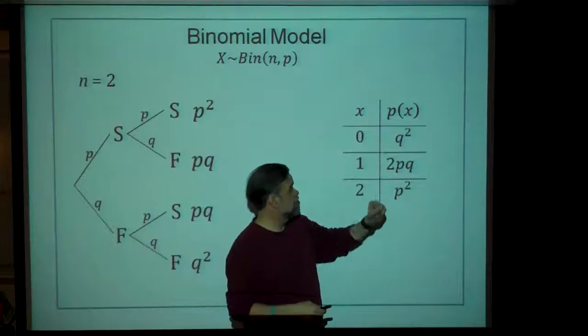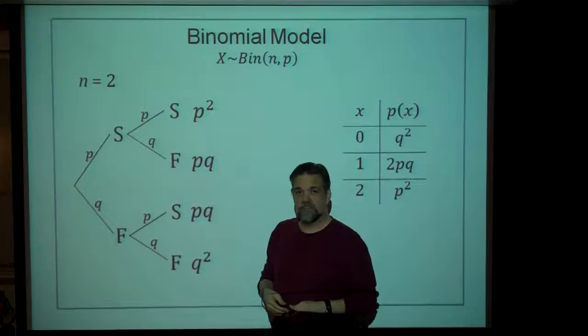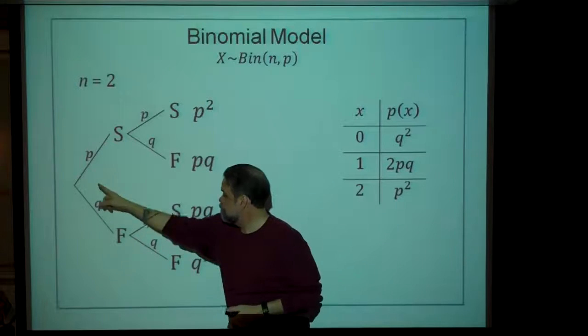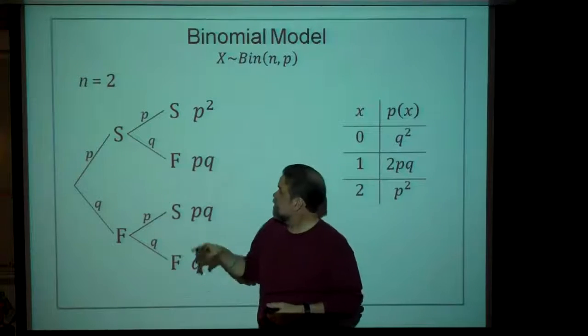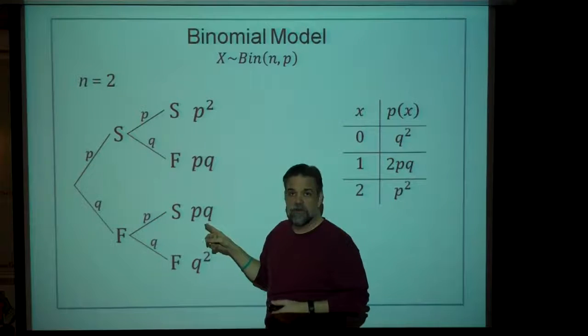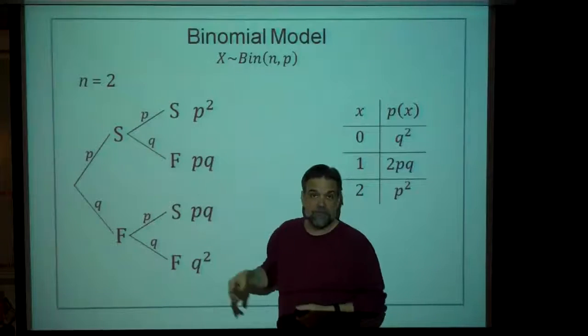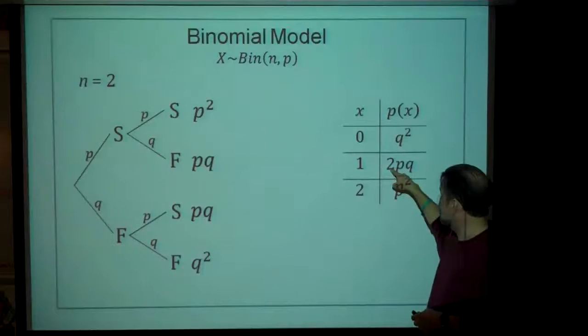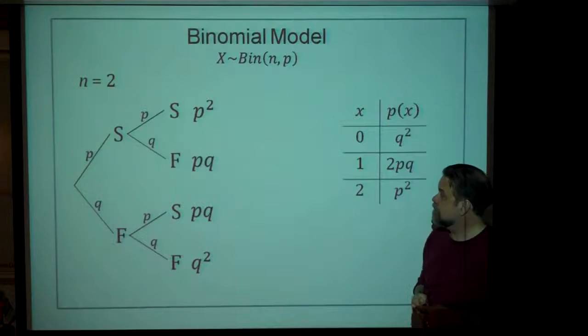And the probability of 1 success, well, there's 2 different ways we can get there. You can either go success-failure or failure-success. Either way, the probability is going to be p times q, but there's 2 different ways of doing it, so therefore the probability of getting 1 success is actually 2 times p times q. Okay?